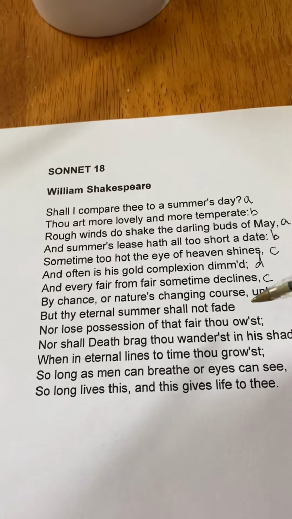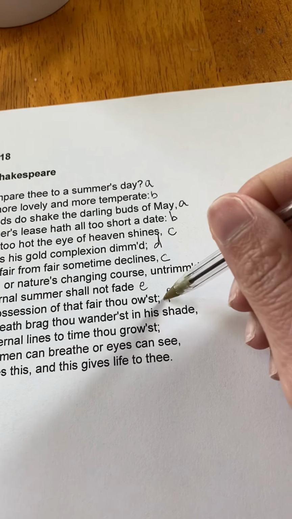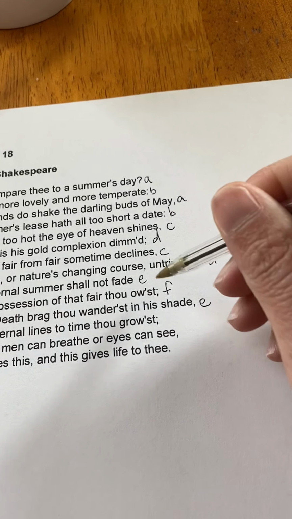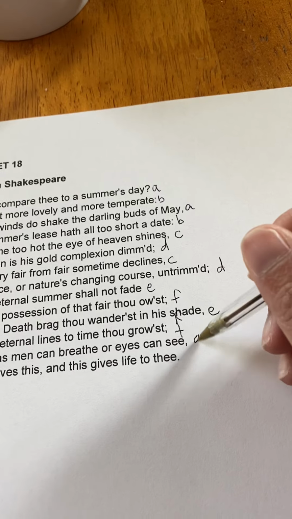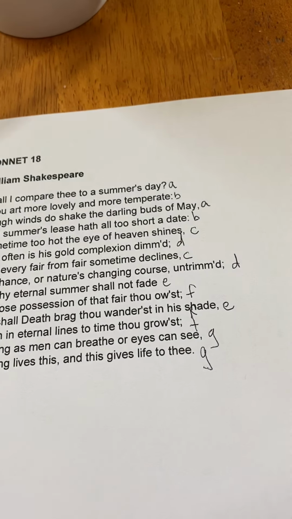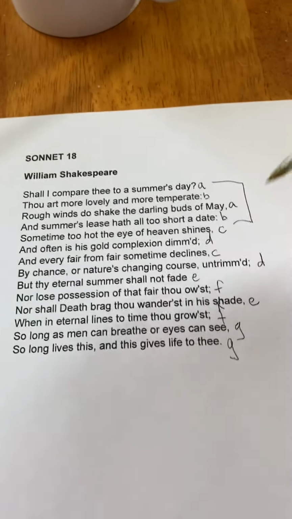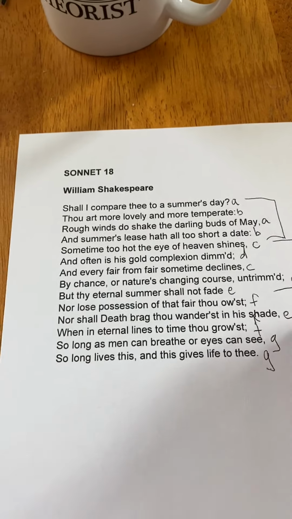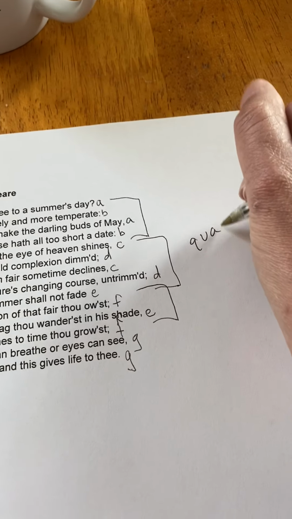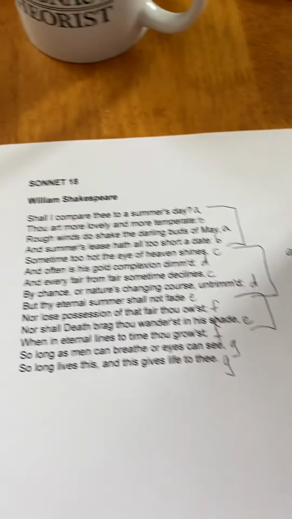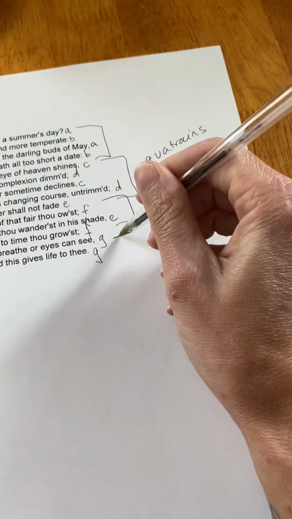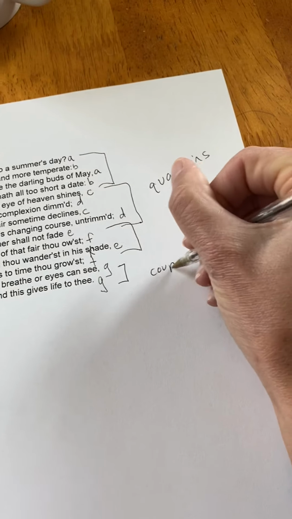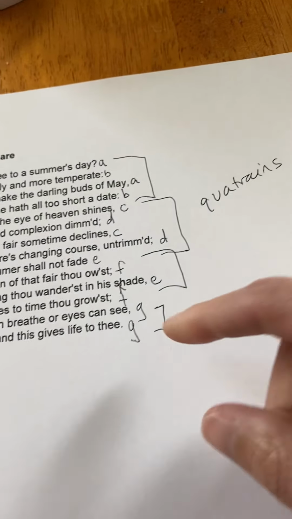And then fade is new. We got E. Owest, shade rhymes with fade. Growest rhymes with owest. And then this is going to be G, G. So the AB, and the CD, and the EF, those are called quatrains, right? They're groups of 4 lines that rhyme in that pattern. And then at the end, the GG, they go together. They're called a couplet, right? 2, like a couple, they're a rhyming couplet.